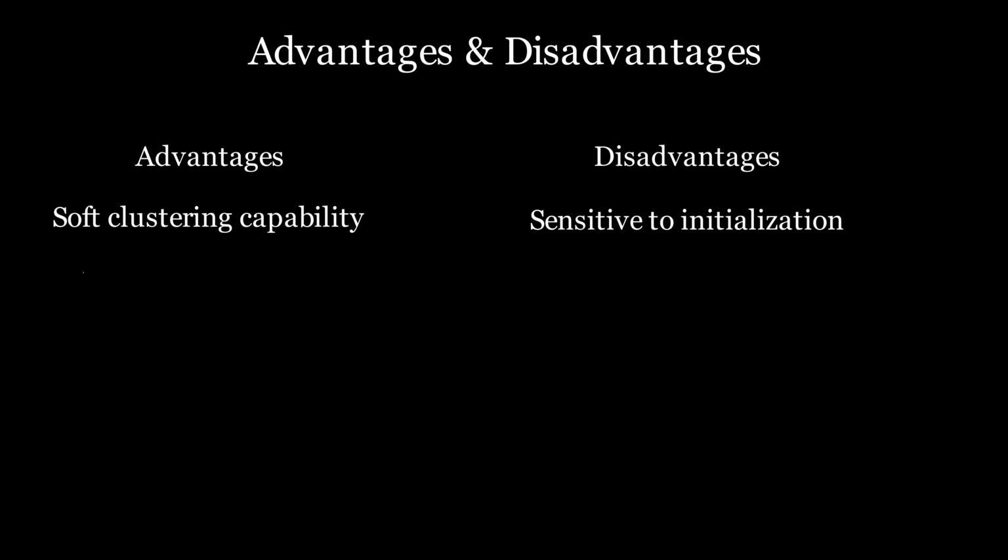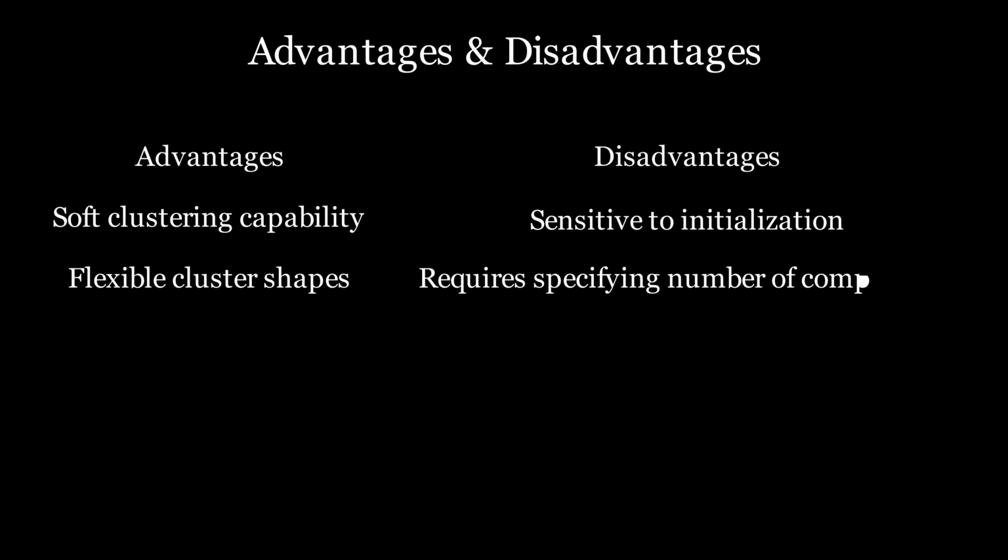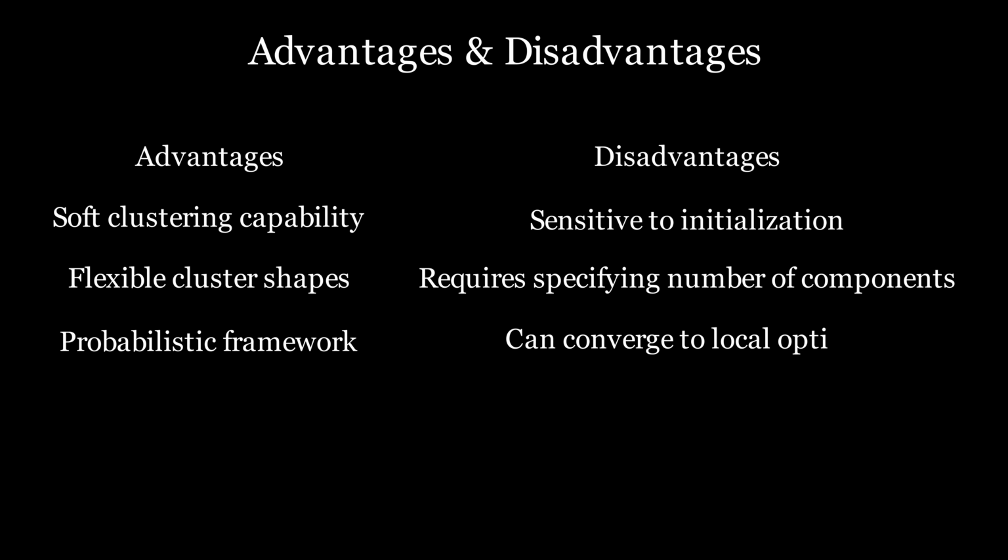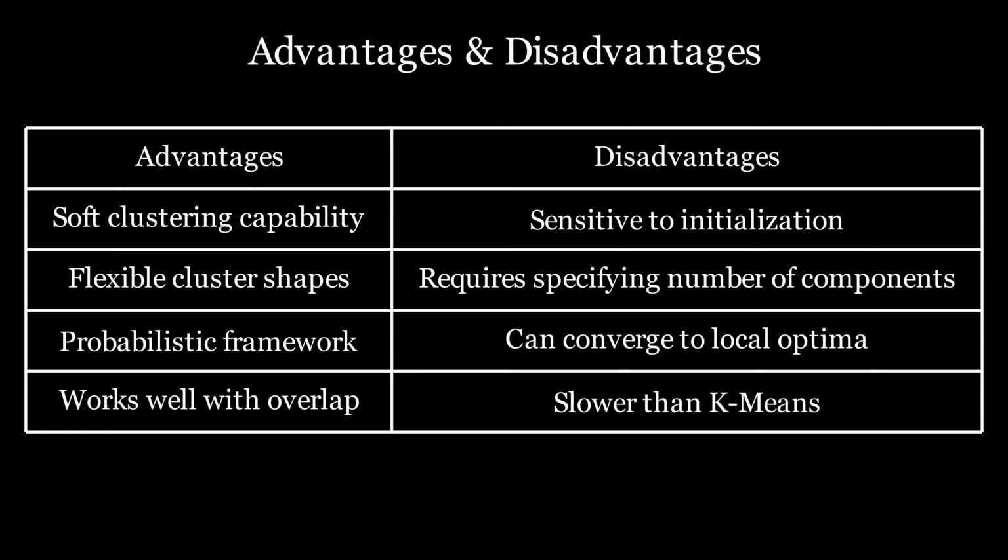GMM has several advantages over k-means, including soft clustering and flexible cluster shapes. However, it requires specifying the number of components, is sensitive to initialization, and is slower than k-means.